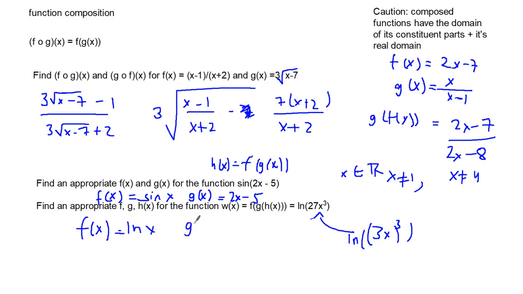Our next function, g of x, is, well, we've got to think about it. We have 3x cubed, right? So what is the function on the inside? It's the 3x. What's the function on the outside? It's the cube. So we put x cubed for g of x, and then our h of x is 3x. So now we can put 3x into this, we'll get 3x cubed. And we put 3x cubed into ln x, we'll get ln of 3x cubed, which is ln of 27x cubed. Same thing.